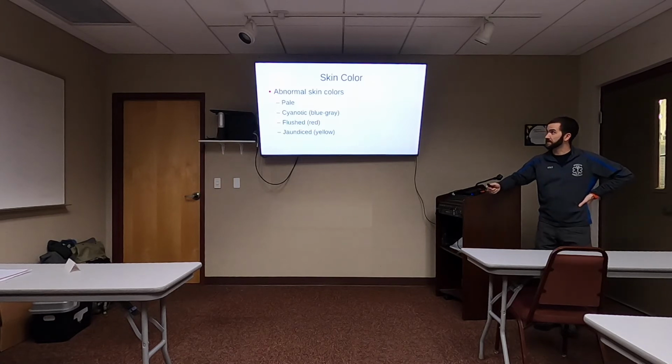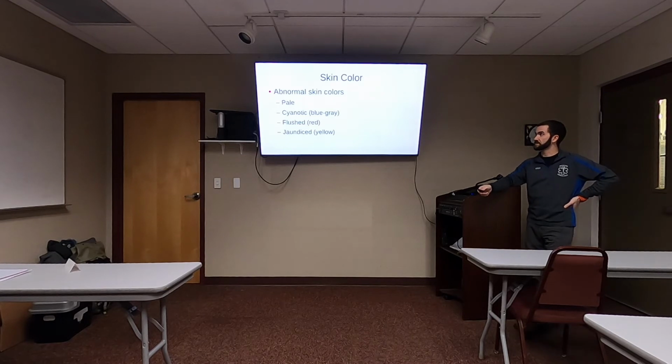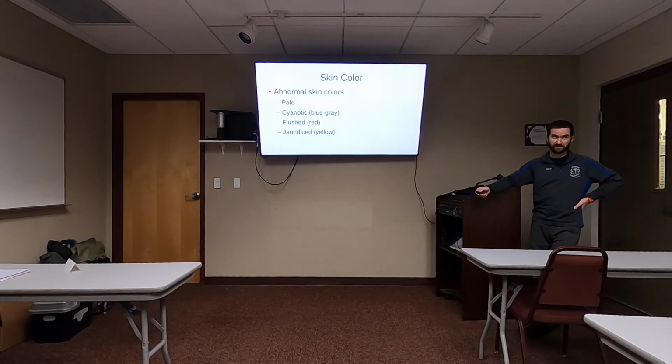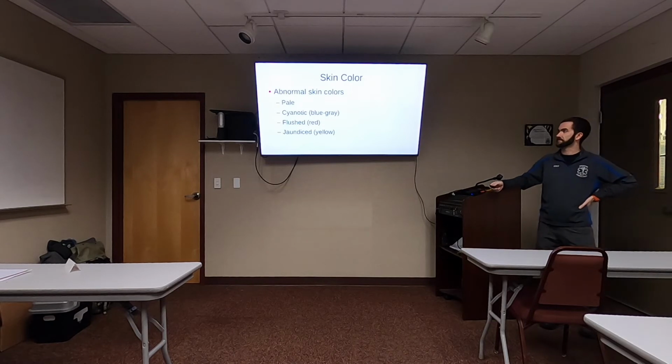So abnormal skin colors: pale, bluish, really flushed, or jaundiced yellow skin. I've only seen real yellow skin like once, but it jumps out at you when you see it.